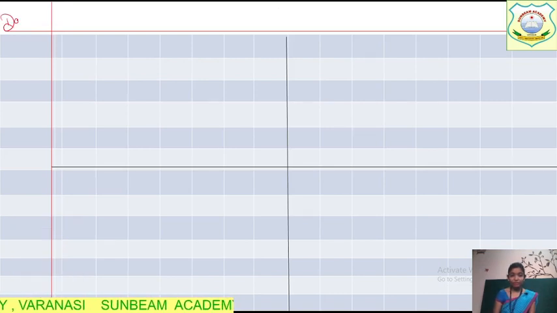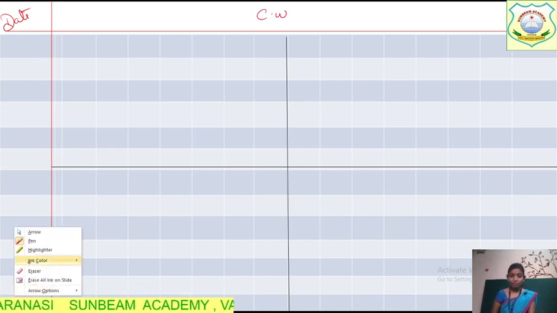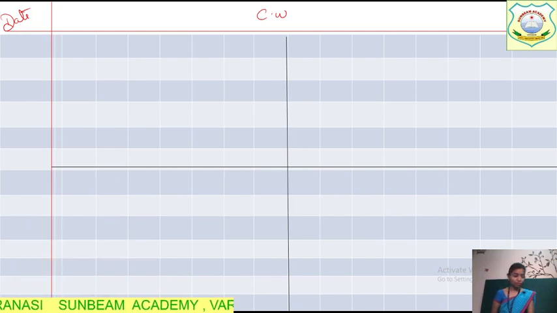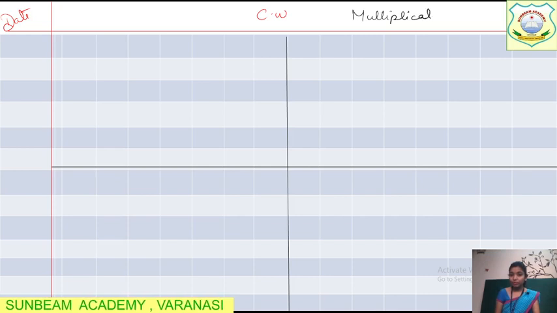Okay, write here date, here class work, and what is today's topic? That is multiply. You need to write today's topic, that is multiply or multiplication. You can write here multiplication. Just write down this. Now after writing this, make the lines with the help of scale and pencil color.